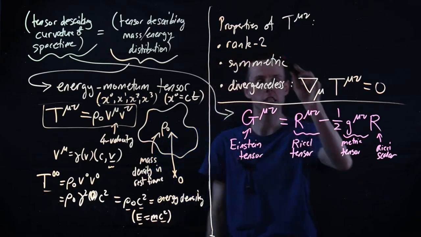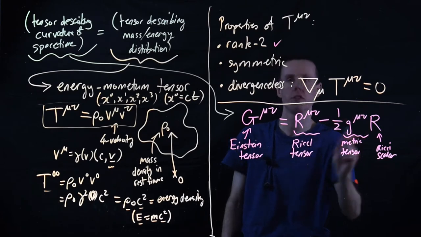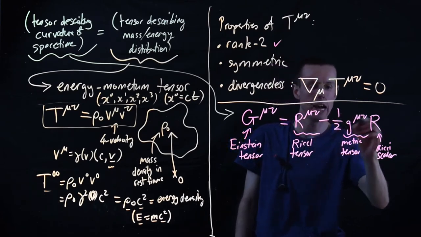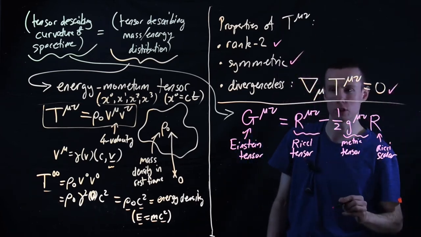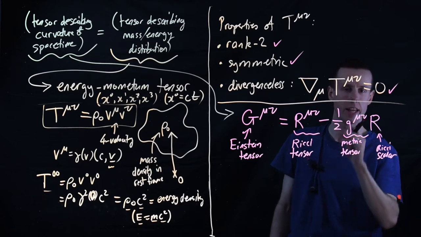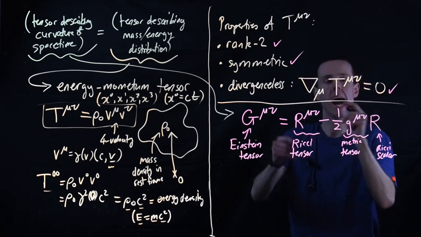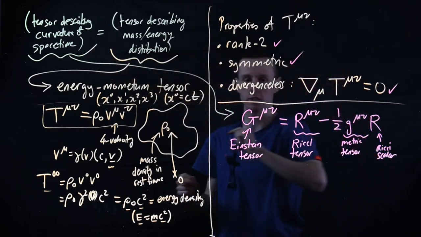It satisfies these three properties. It's rank 2, for sure. Yeah, there's two indices. Fine. It's symmetric. Why is that? Because the Ricci tensor is symmetric and the metric tensor is symmetric. And it turns out it also is divergenceless. Okay, there's a proof of that in the online notes at the end of the previous chapter. So it is at least a candidate for what could go over here.